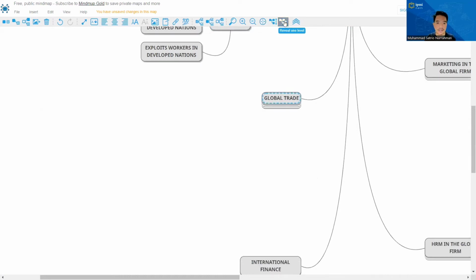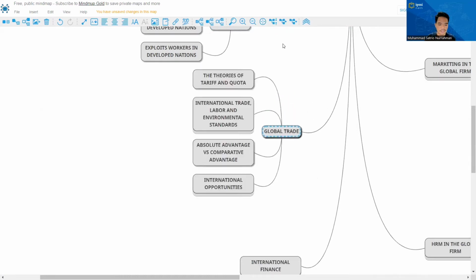It's about global trade. What is global trade? Global trade includes theories of tariff and quota, international trade, labor and environmental standards, absolute advantage versus comparative advantage, and international opportunities. What is tariff and quota? Tariff, in simple meaning, is a tax on imports. And quota, in simple meaning, is a physical limit on import quantity.